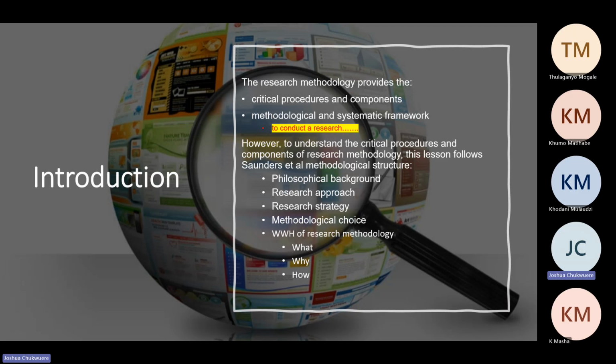So we're going to base our own on the research onion developed by Saunders et al. When you look at that research onion, the first phase of it is philosophical background, approach, strategy, methodology, and all that. In this lesson, we're going to see the different kinds of philosophies that you can apply depending on your research topic, then approach, strategy, methodological choices, and the three key words: what, why, and how.